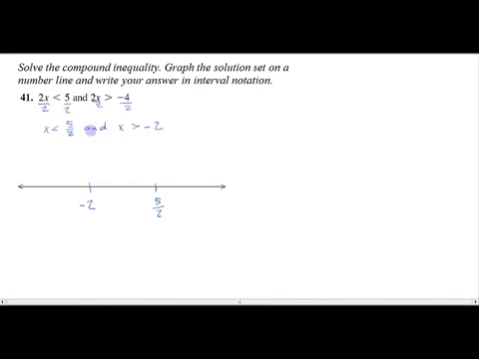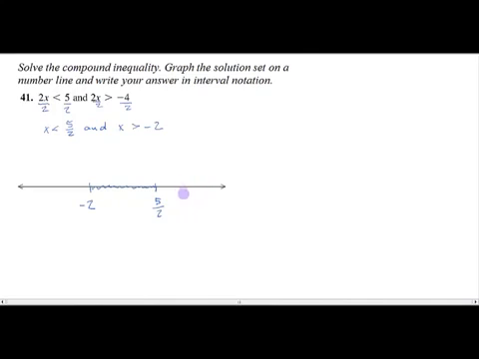Is negative 3 greater than negative 2? No, it's not. And with an AND, I have to have this and this true. So I cannot shade this interval. Any number that I pick out of this interval will behave the same way, whether it be the negative 3 that I picked or a negative 10. Now let's pick a number in this interval to test. We could test the number 0. Is 0 less than 5 halves? Yes, it is. And is 0 greater than negative 2? Yes. So I know that I have two truths, and I'll be able to shade that interval as a solution.